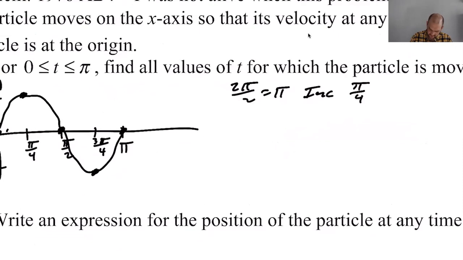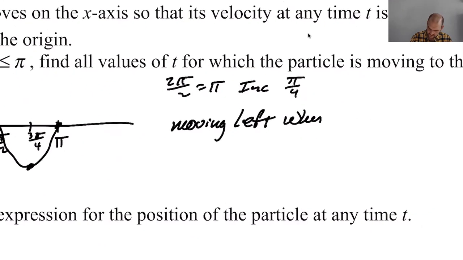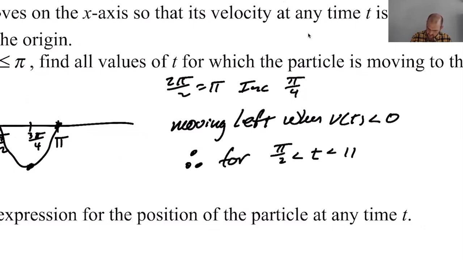So moving left, when v of t is less than 0, therefore, for pi over 2 less than t less than pi.